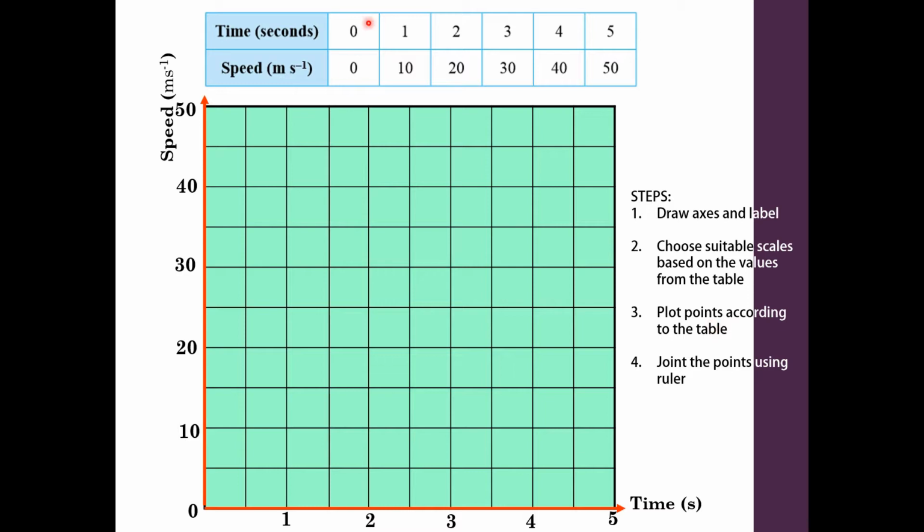We already chose the scales, and the third step, we are going to plot according to the table. As you can see here, we have (0, 0), (1, 10), (2, 20), (3, 30), and so on. So we plot all the points: (0, 0) here, and then (1, 10), (2, 20), (3, 30), (4, 40), and (5, 50). Once we have plotted all the points, lastly we are going to join the points using a ruler, because for this graph we have a straight line graph. Just follow these steps in drawing any kind of graph, especially for this topic on speed time graph.